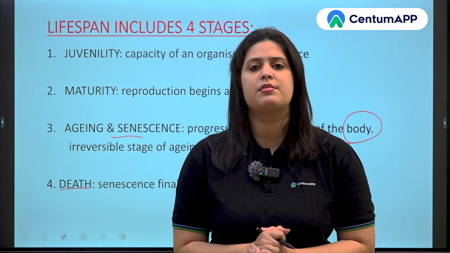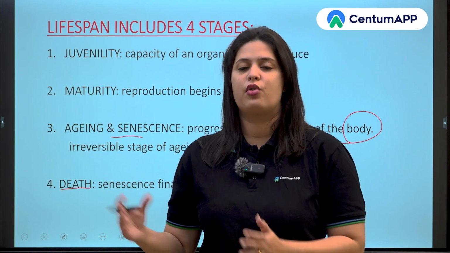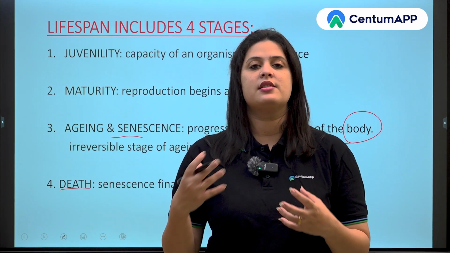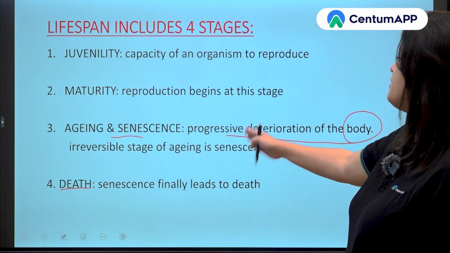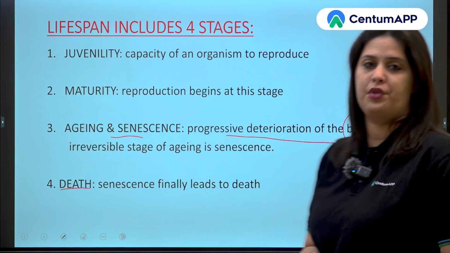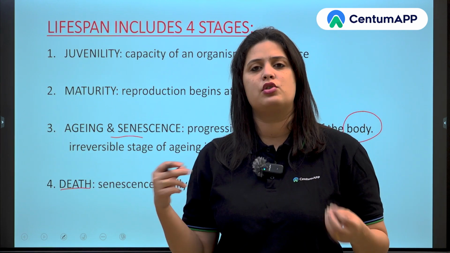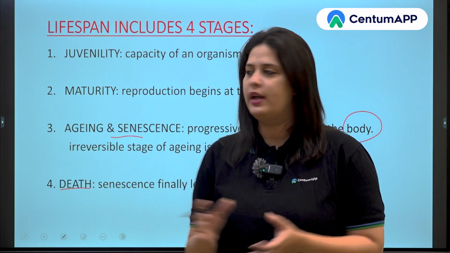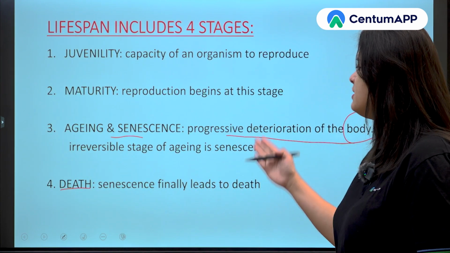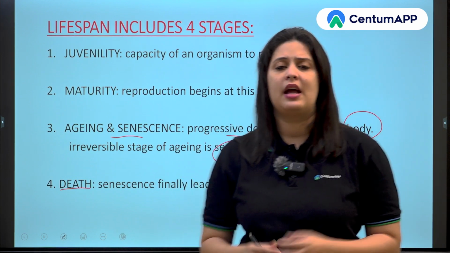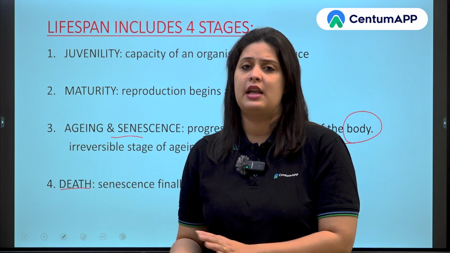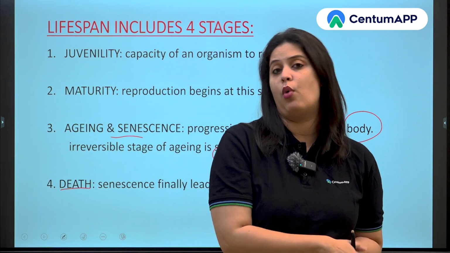So all of this comes under aging. As you grow older, you can see all these changes in your body. So that is progressive deterioration of the body. Even your cells tend to die slowly. The irreversible stage of aging is called senescence.